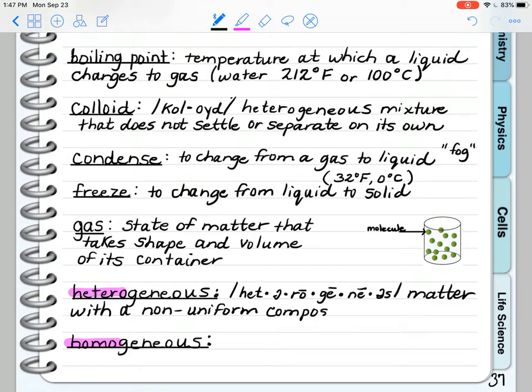And I'm going to try to find a picture of this for you. And let's look at homogeneous. Now this looks like homogeneous, and I've heard people pronounce it that way, but the pronunciation is ha, ma, ja, nus, homogeneous. Homogeneous means the opposite. It's matter with a uniform composition.